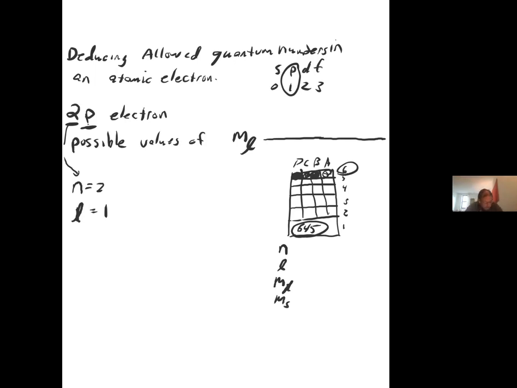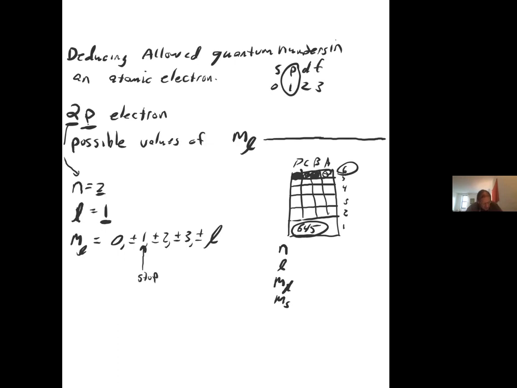So you start with N. If you've got N, that tells you L can be 0 all the way up to N minus 1, but they already told us that it's 1. So now M sub L goes in the following way, all the way up to plus or minus L. So what is L? L is 1. So that means M sub L has to stop right here.